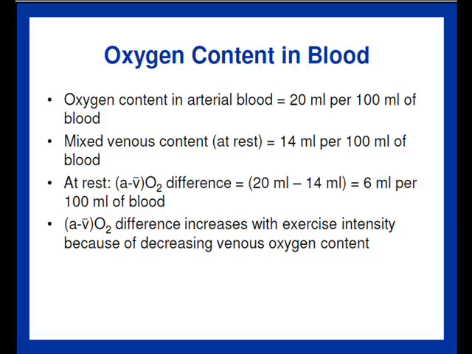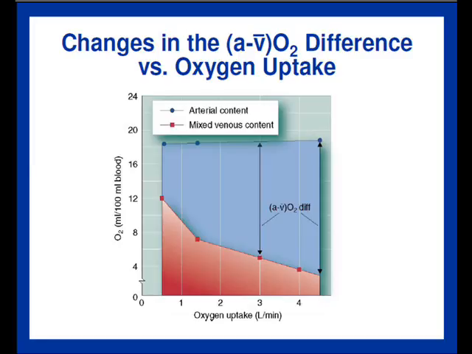Okay. We've already mentioned the oxygen content of the blood. So there should be no surprises there. We spoke about changes in the AVO2 difference, right, because of exercise. Obviously, this is out of your textbook here. Here's the O2, mLs per 100 milliliters of blood. Here's the oxygen uptake. Obviously, exercise intensity is increasing in this direction.